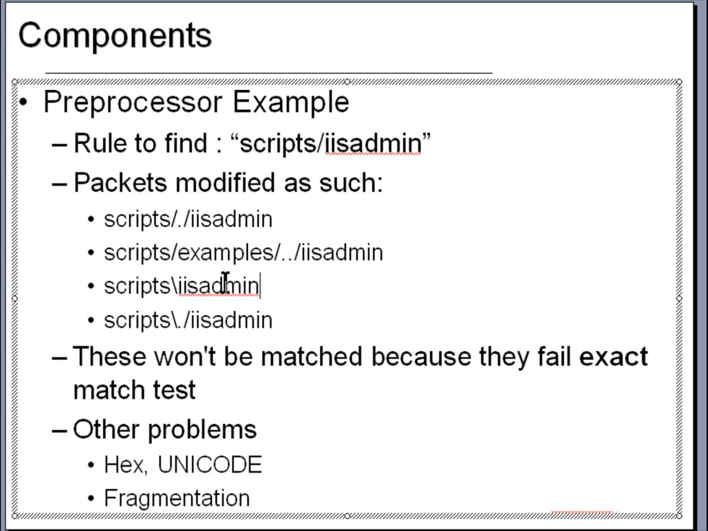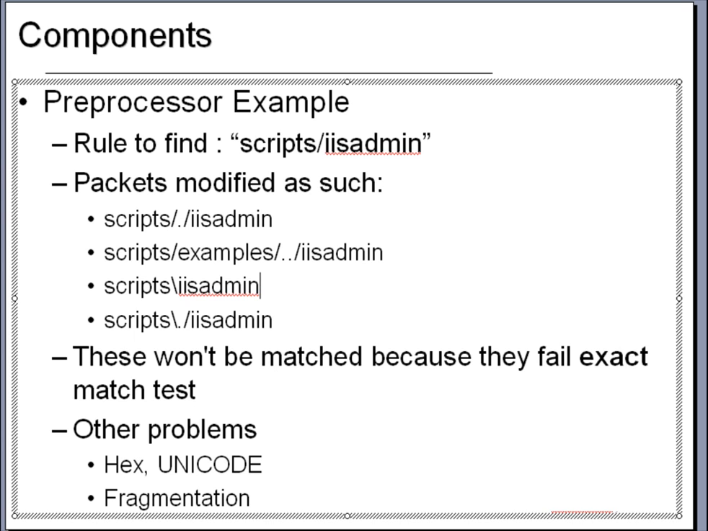Here we've got scripts in IIS admin that have a / in between. And so an exact matching is not going to occur, but if you normalize this, it will. And finally, you have a / and then a ./, which reduces to this if you run it through a preprocessor. There's other problems too, because web browsers understand hex and Unicode, and so when you substitute something in hex or Unicode for ASCII, the web browser will understand it, the web server will understand it. However, if there's something that's requiring an exact match with the rules, it won't match.